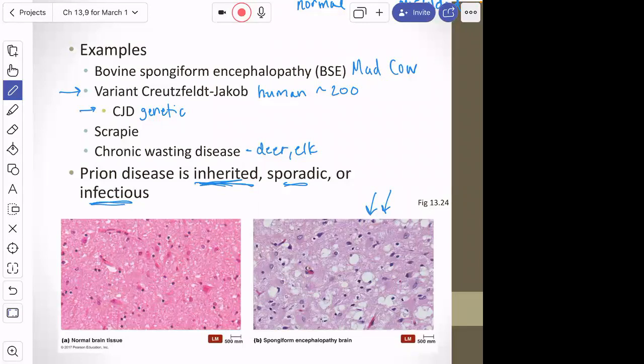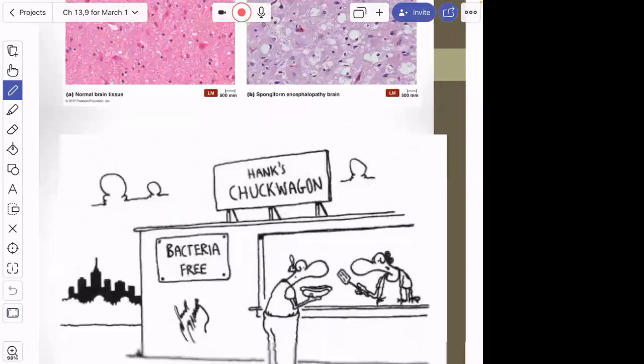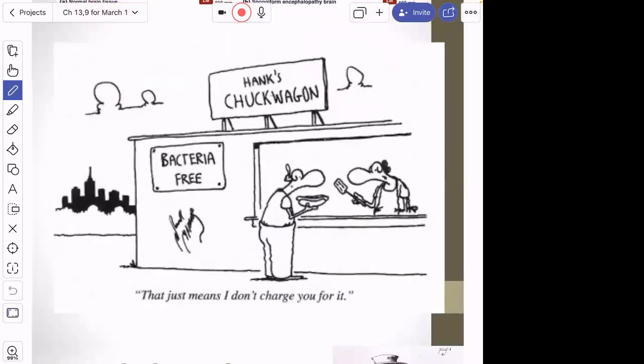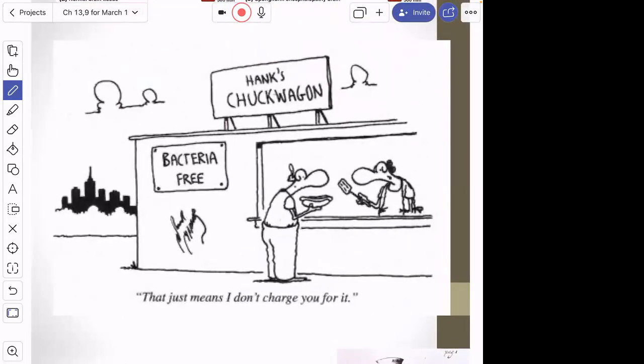Questions, anything about viruses, prions, anything? Okay, so we will get to some more specific viral diseases closer to the end of our time this semester.